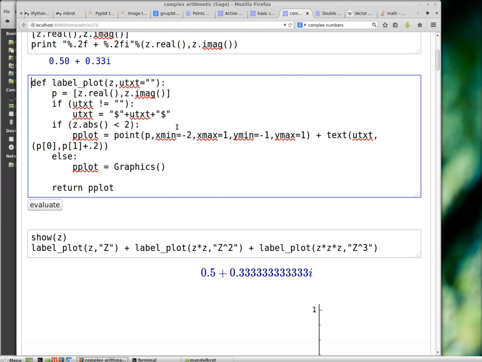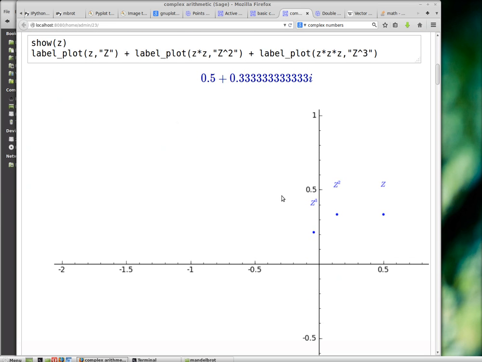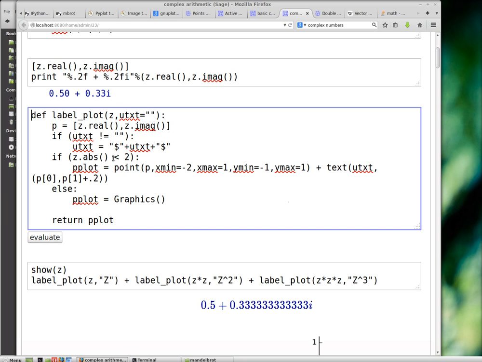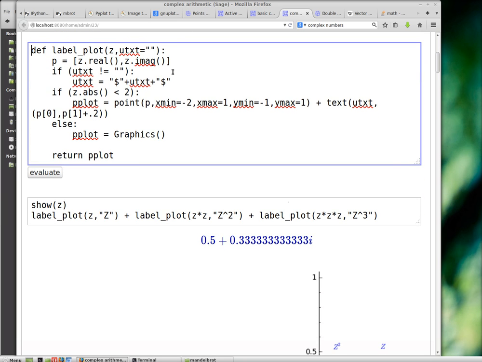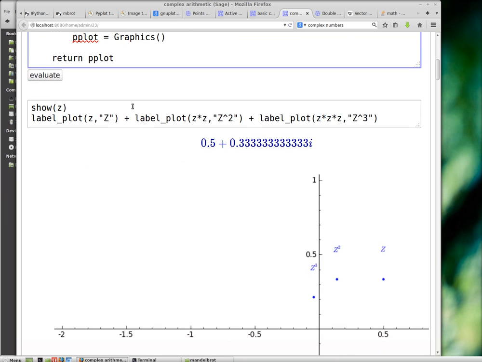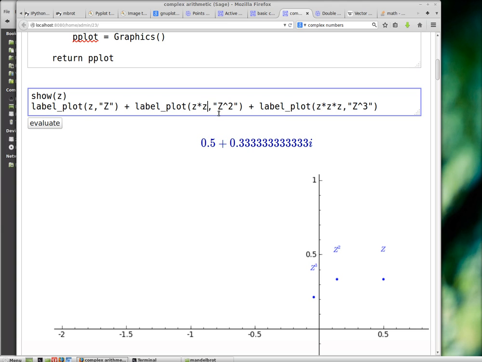And now I wrote this program to sort of label complex points. You can pause the video and look at it more closely if you want. I'm not going to pay a lot of attention to it. So what I've done here is I've plotted z, and then I've plotted z squared, and then I've plotted z cubed. And you can see they sort of go like this. Here's z, and z squared, and z cubed. And if we did more of these things, you would see that what's happening is it's spiraling toward the origin.